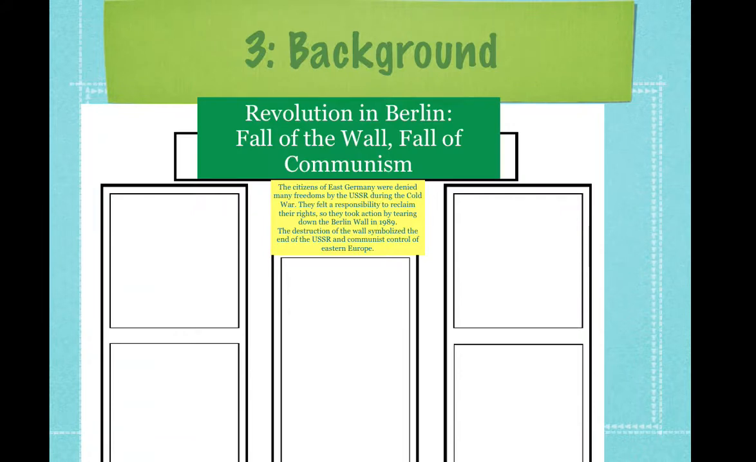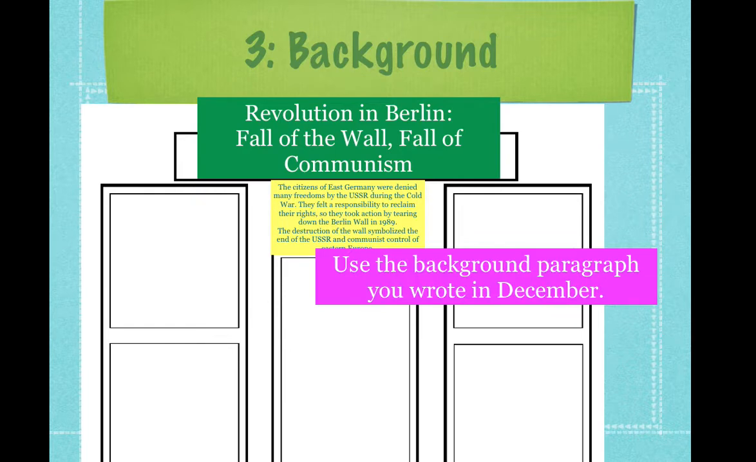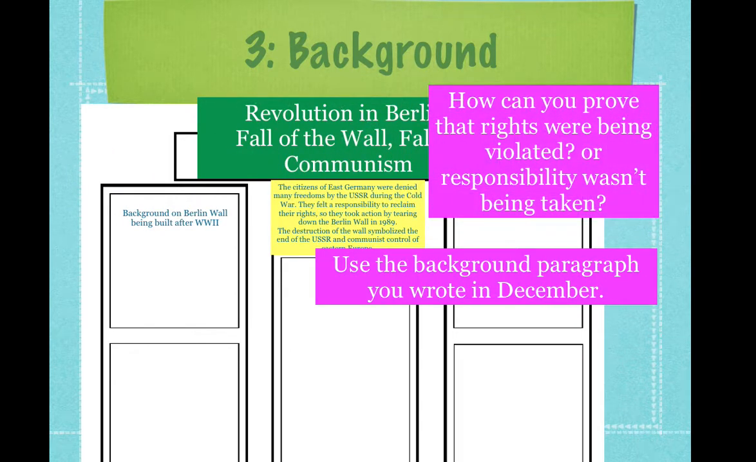Alright, number 3 is going to be the background. Use the background paragraph you wrote in December. How can you prove that rights were being violated, or responsibility was taken, or something along those lines? The theme this year is rights and responsibilities. You need to start working that in at the very beginning. Establish what rights were there, what rights weren't there, what responsibility was there or wasn't there from the beginning.